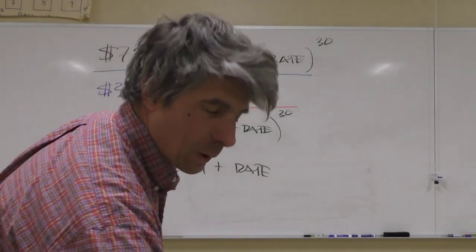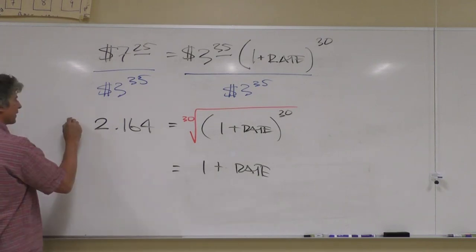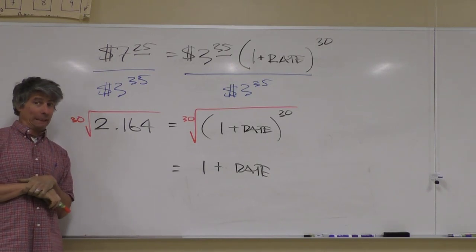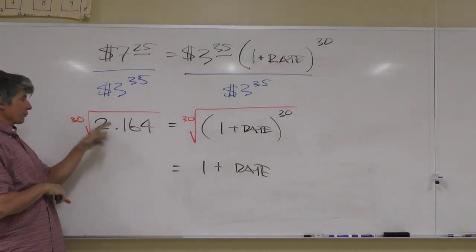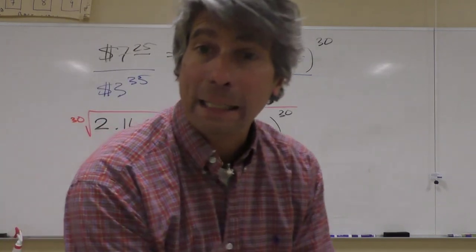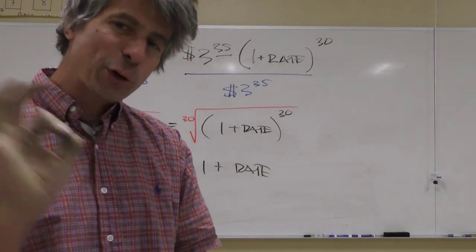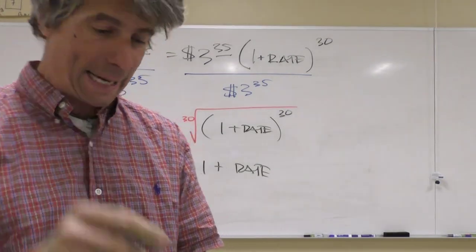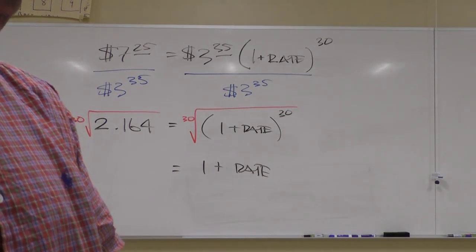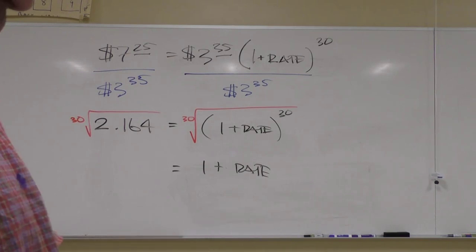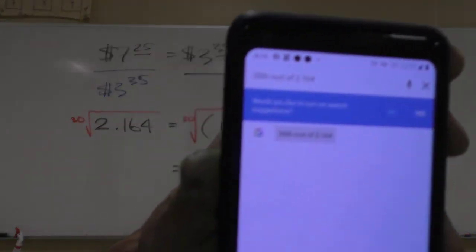On this side, though, we also have to take the 30th root. And this is one I definitely cannot do in my head. I can't. 30th root of 2.164. I'm going to go ahead and ask Google about that one. And I'm actually going to type, instead of spelling 30th out, I'm going to use 30th. 30th root of 2.164. You see what I did right there? 30th root of 2.164. I don't know if you can see.